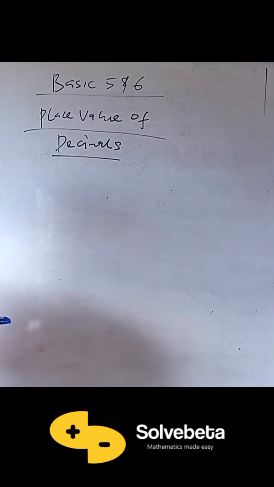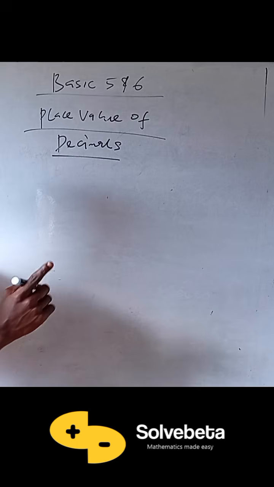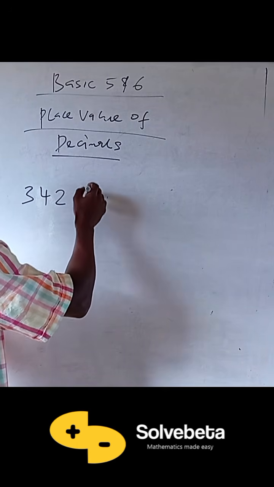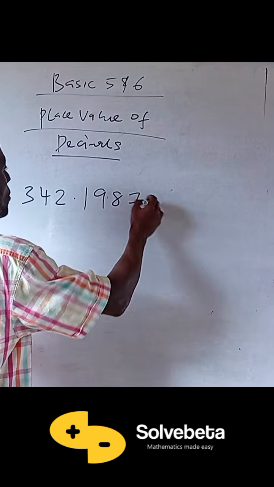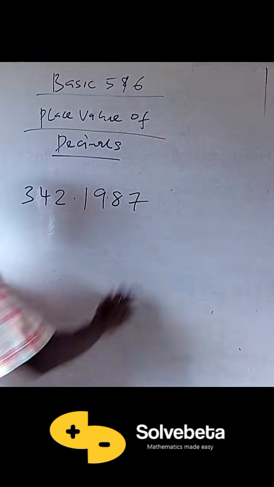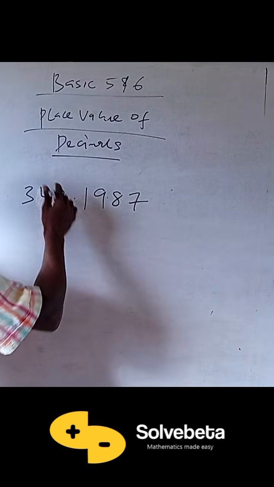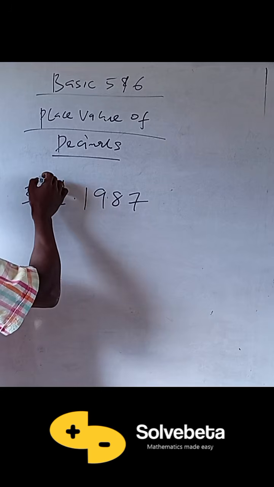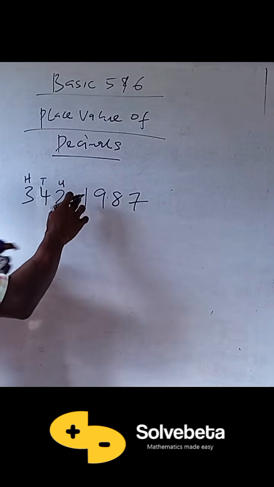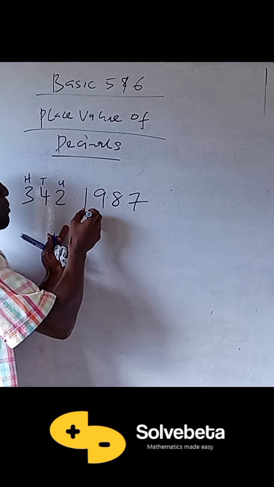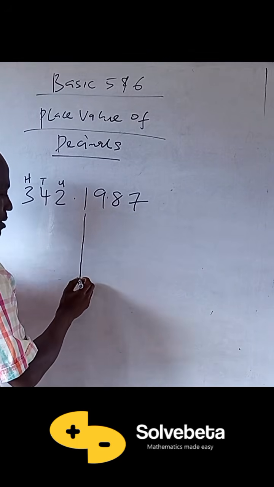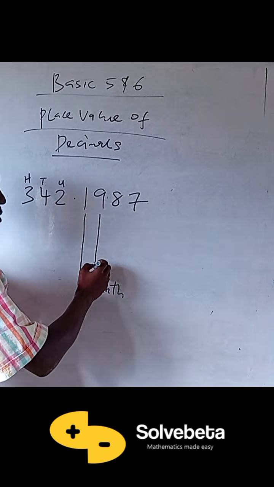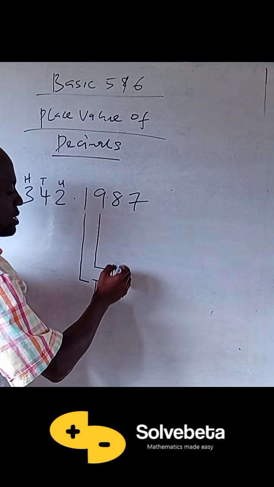Now let's go to decimals. Look at this for instance. If you have this, 342.1987. Now each of these numbers have their place value. The part before the decimal point and the part after the decimal point. You know that this is unit, tens, 100, and so on. Now this one is, after unit you have tenths. I'm going to write it down. Tenth, T-N-T-H. You have, this is hundredths.